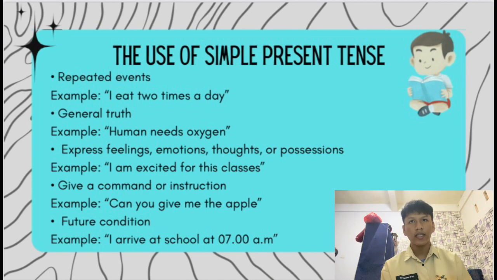And the last one is the use of simple present tense. The first one is repeated events. For example, I eat 2 times a day. The second is general truth. For example, humans need oxygen. The third is expressing feelings, emotion, thoughts, or positions. For example, I am excited for this class.